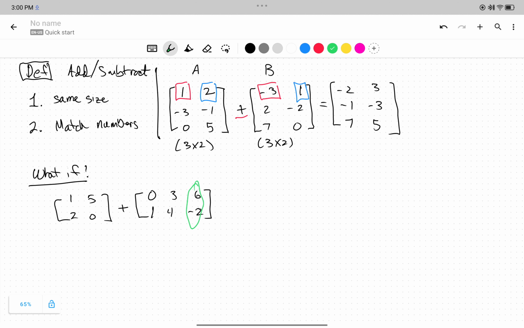So if it has nothing to match up with, that means you can't add or subtract for that matter. So in this case, it's not really possible. And some people just say that this operation is undefined. So whichever one you prefer, I think this book says not possible. So if you're gonna do it on WebAssign, one of the answers would just be type in not possible.